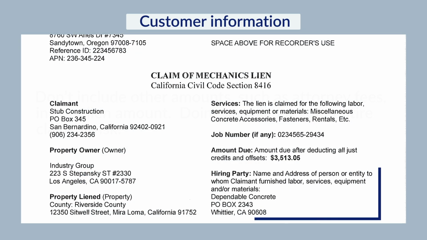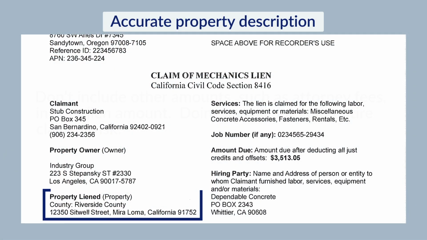The next thing you want to do is to identify who hired you. According to the California lien statute, you need to provide your customer's legal name, address, and telephone number. If you were hired by the property owner, then you'll have the owner listed twice, once as your customer and a second time as the owner.